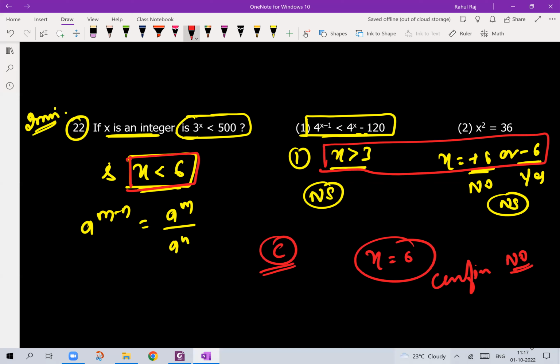Is that clear? Anyone, any doubt? Shaurya? No, Rahul. Sanchi, Rajesh? Anuja? No, Rahul, it's clear. Okay.